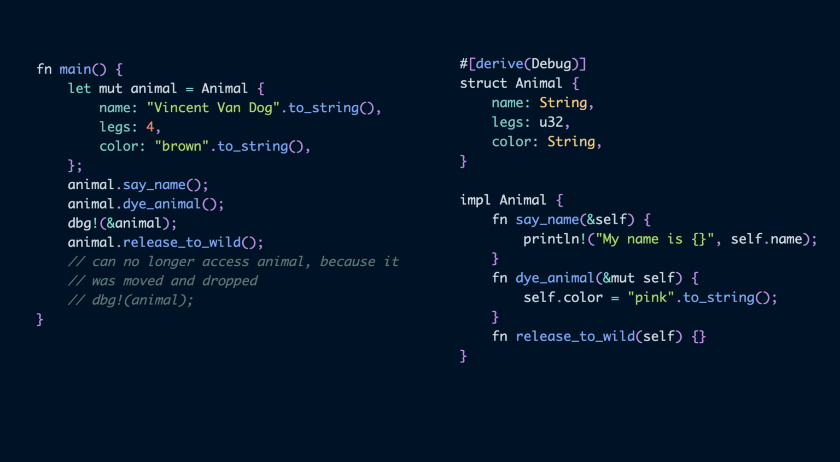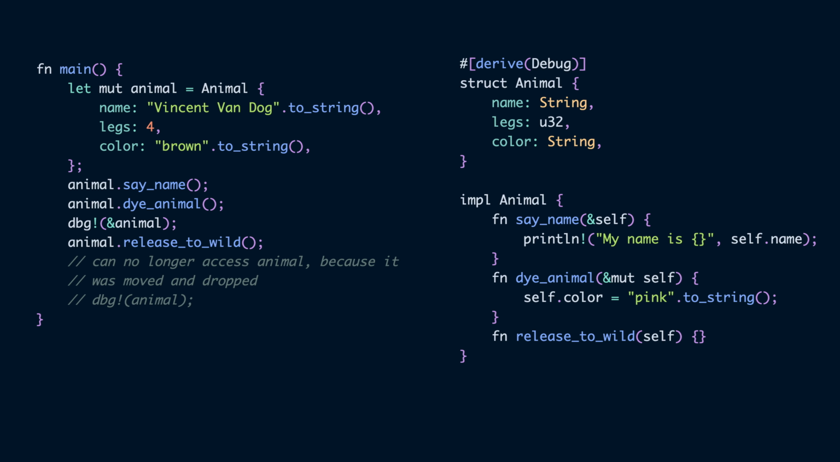Although it's not required, you can just have free-floating functions that take in these structs. For example, we can define a function that takes a shared reference to have an animal say its name, or takes an exclusive reference to mutate the values, dyeing the color of the animal, or finally takes ownership and doesn't return the value, thus causing it to drop and be inaccessible afterwards.